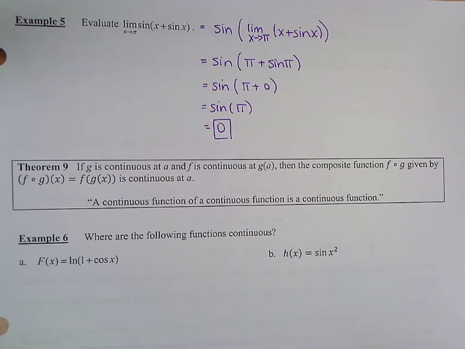So look at this. It's sine of 5 plus sine of pi on the inside, which then equals sine of pi plus 0. So sine of pi equals 0. So the answer is 0.